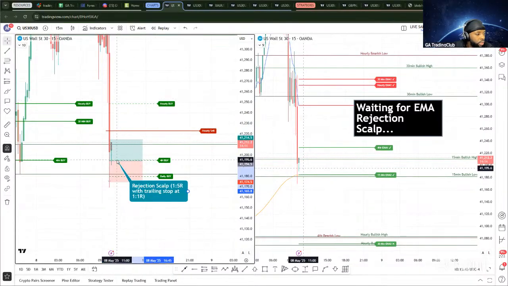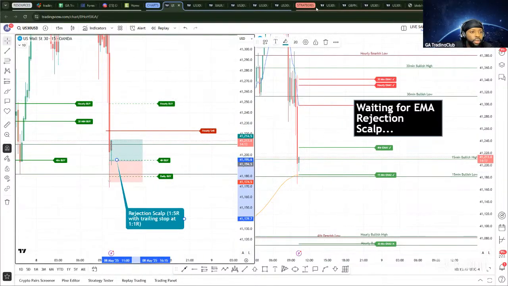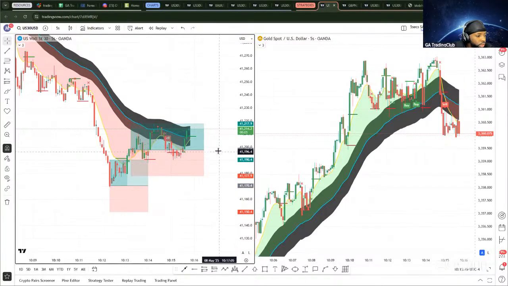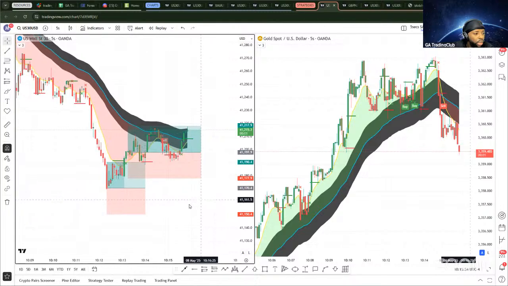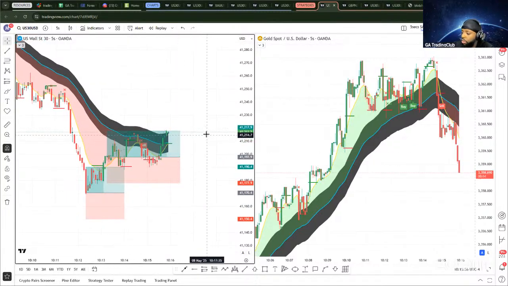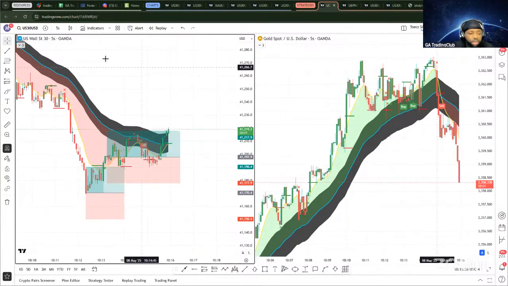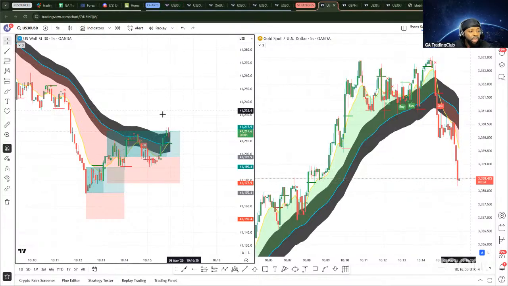All right, so there it is. This is 41,197. Almost at, so there it goes. Take profit on that, and my trailing stop has tapped out. So today, unfortunately, break even.